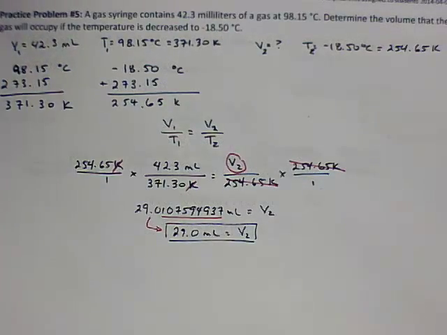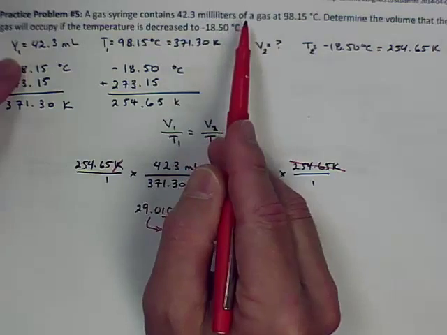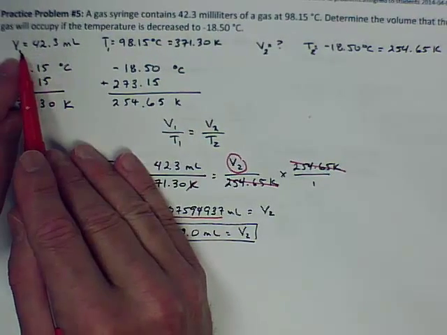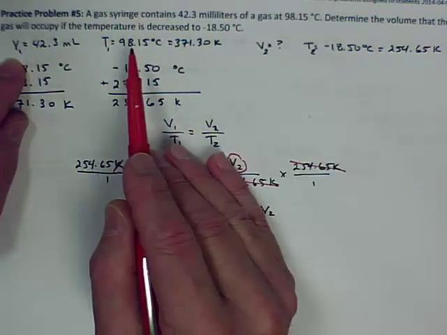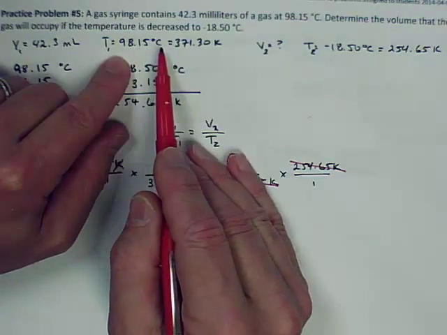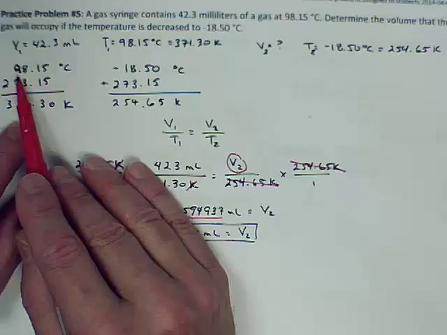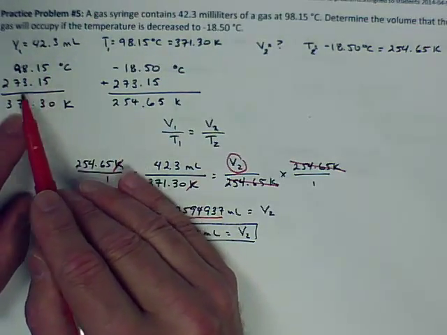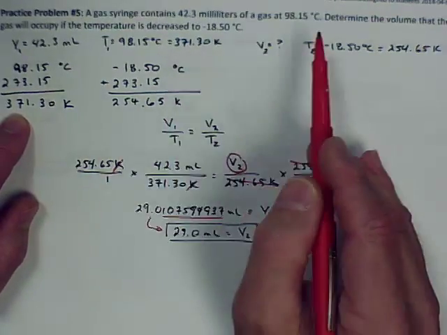So I'm just going to show you the solution to this problem. A gas syringe contains 42.3 milliliters of a gas. So I'll list 42.3 milliliters of a gas as the volume at 98.15 degrees C. Here's 98.15 degrees C, but we need to change that into Kelvin. You can't leave it in degrees C, so I've taken that 98.15 degrees C, added 273.15, I get 371.30 Kelvin, and that's what I have right there.